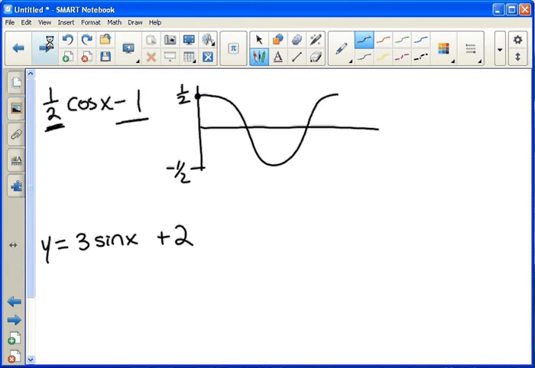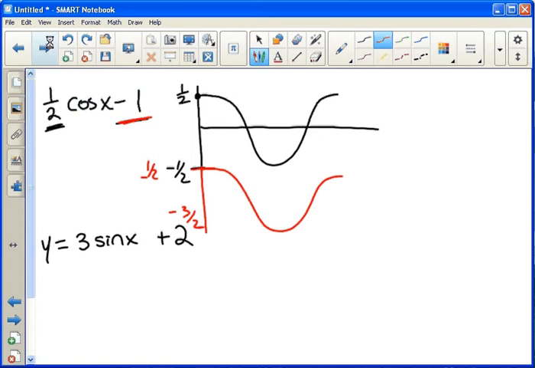But we're shifting it down 1. So you need to subtract 1 from both of those. So because we're subtracting 1, we need to shift both of these down. So 1/2 minus 1 gives you negative 1/2. And negative 1/2 minus 1 gives you negative 3/2. So it's going to be shifted down this much. You still need to mark its peak and its valley.